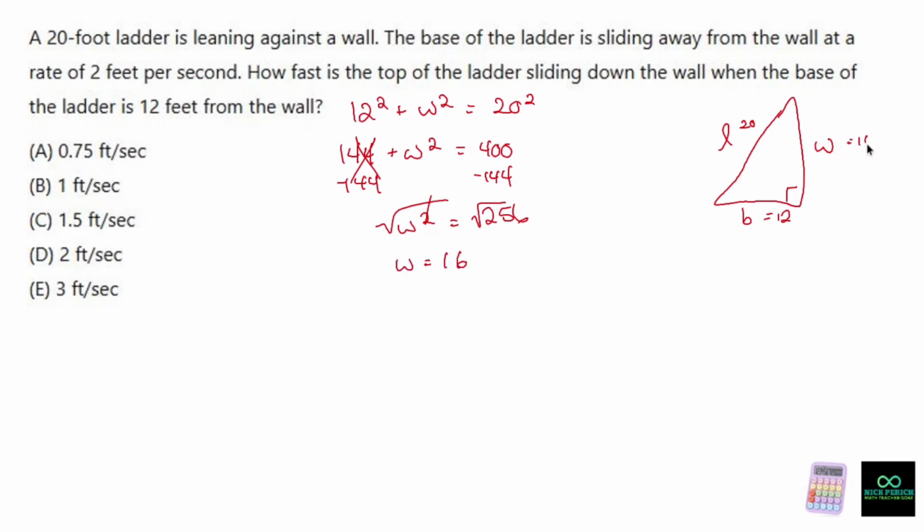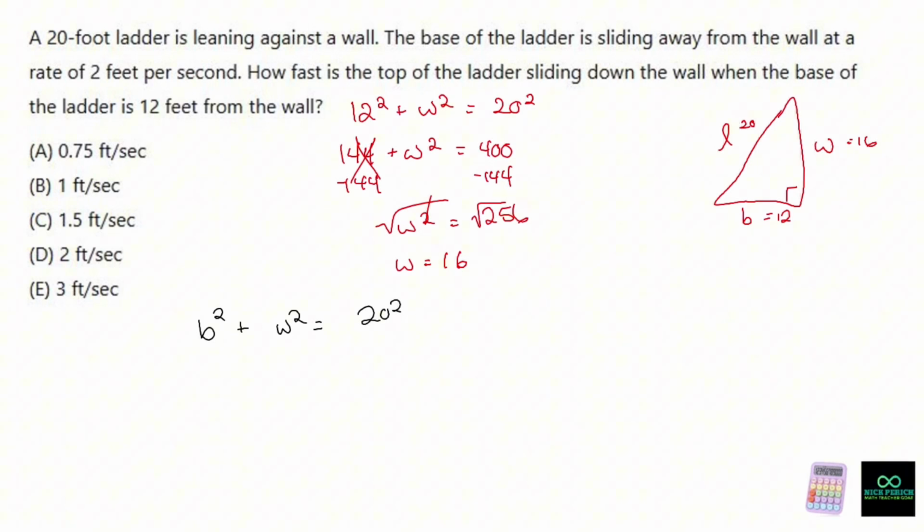So W is 16. Now, in order to do the related rates problem, we need to realize what is changing and what's not changing. We're going to reuse this equation, but not do too much. The ladder is always going to stay 20. Where my base is and where the wall is are always changing. So the related rates equation that I'm going to write out is going to be the base squared plus W squared is going to equal 20 squared.